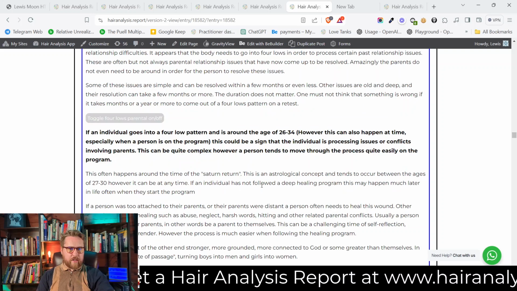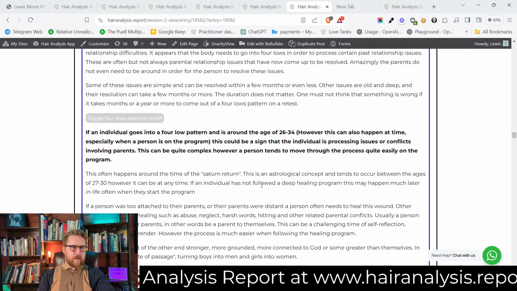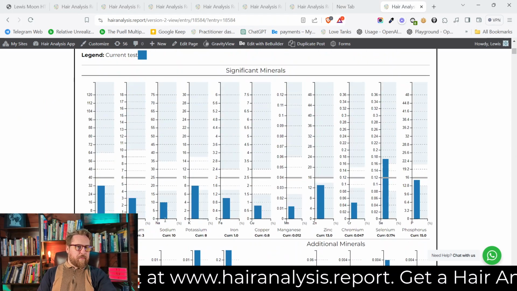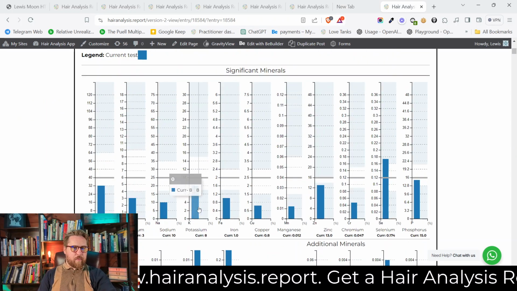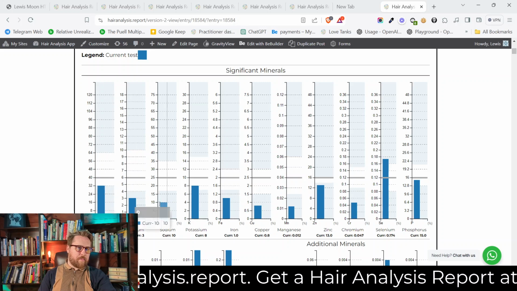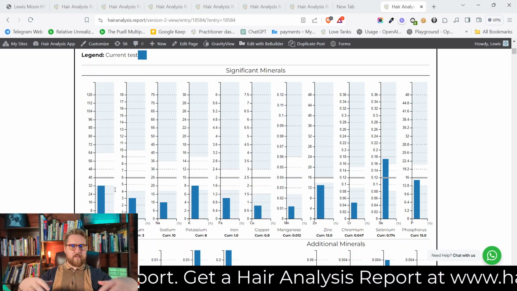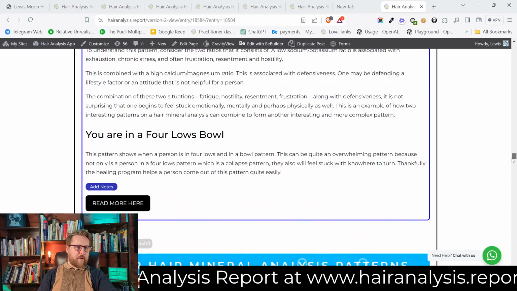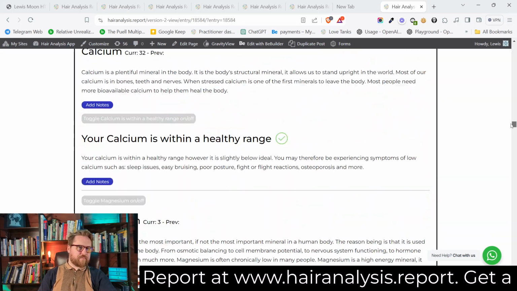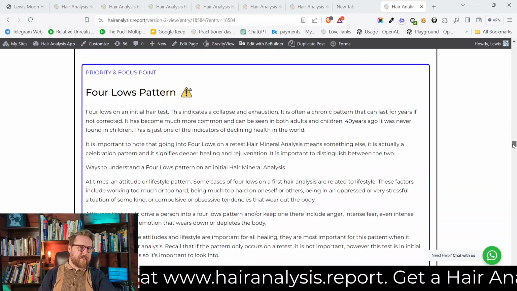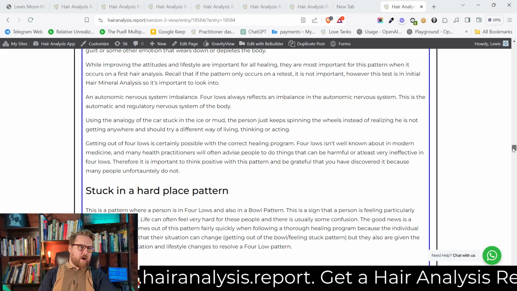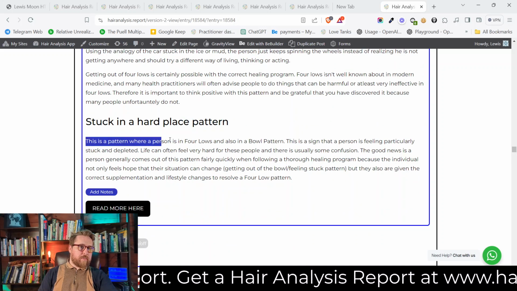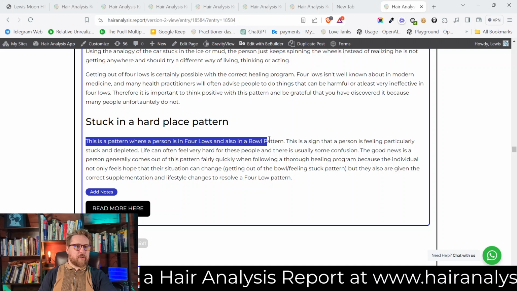But yeah, really amazing pattern. Alright, so the final one we're going to talk about, so in this one we're in a 4-law pattern, but if you also notice we've got a bowl pattern. A bowl pattern looks like a bowl basically. So whenever someone's in a bowl pattern and they are in a 4-law pattern, we call that stuck in a hard place. This pattern is where a person is in a 4 laws, and also a bowl pattern.